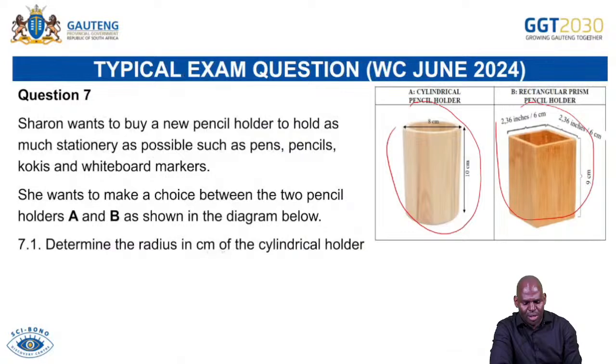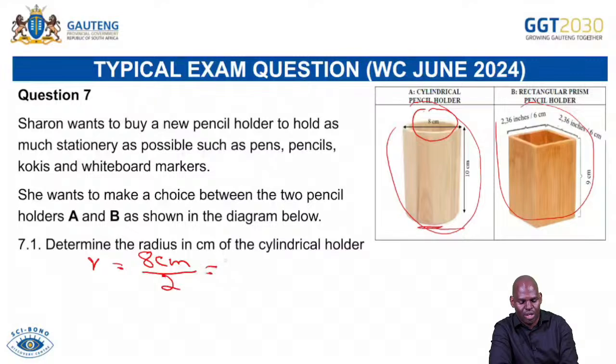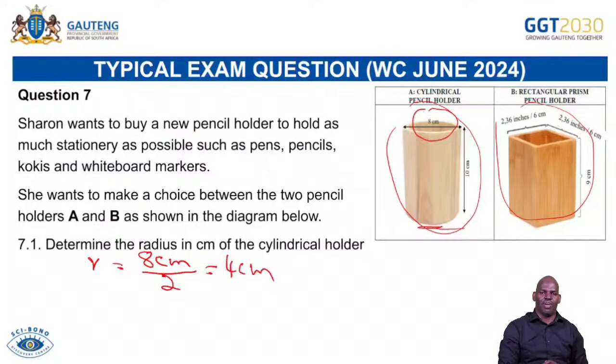Determine the radius in centimeters of a cylindrical holder. So from the shapes, you must know that this is a cylindrical holder. Then there you've got a diameter indicated. So the diameter there is 8 centimeters. So therefore the radius is equal to 8 centimeters divided by 2. Then you get 4 centimeters. Very, very easy, boys and girls.